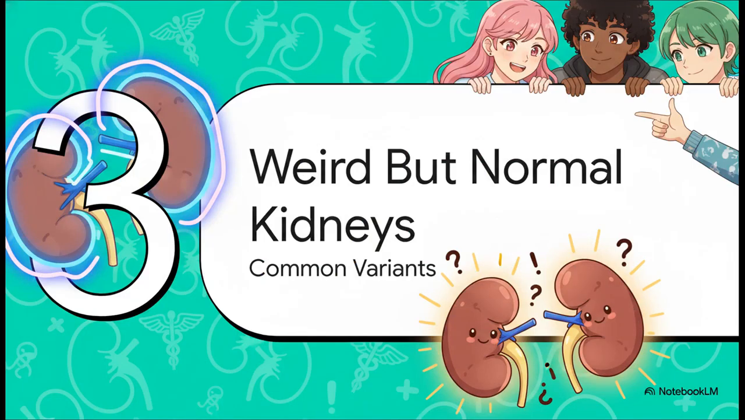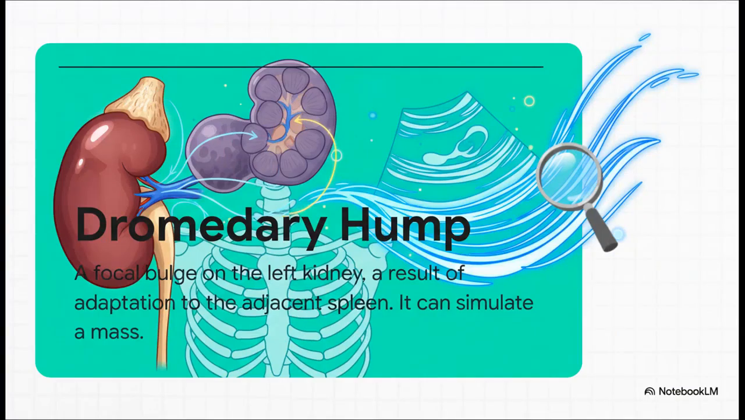Okay, so we've mapped out the normal neighborhood. But what about the houses that look a little different? Now we get to the fun part, common anatomical variants. These are the kinds of things that can really look like something serious is going on, but are actually completely, totally harmless. First on our list is the dromedary hump.